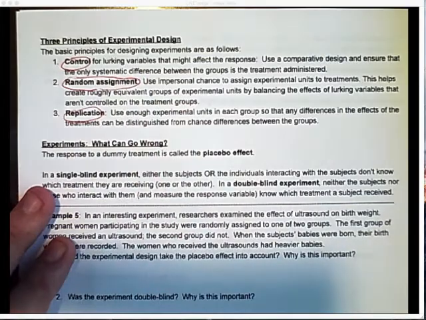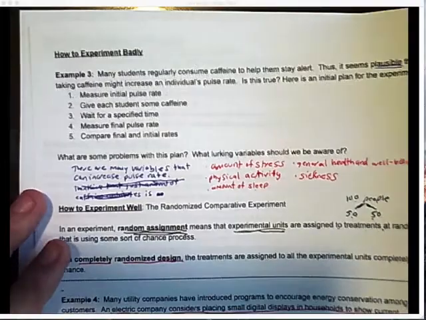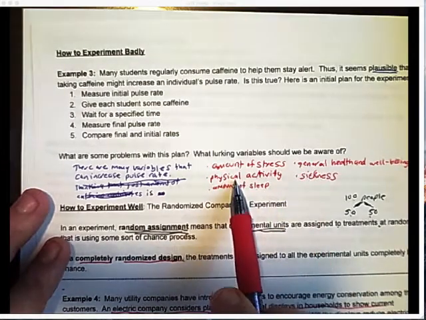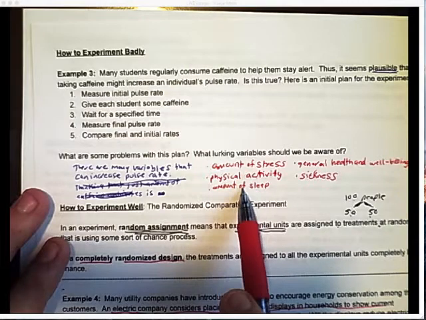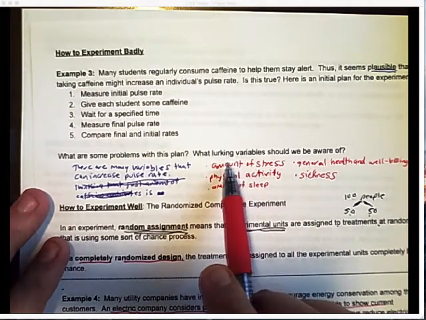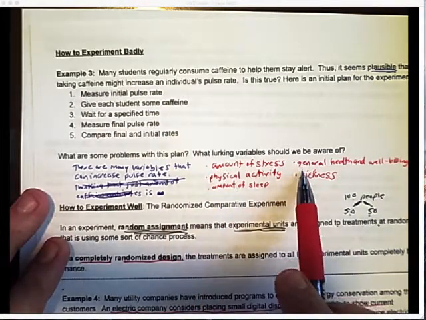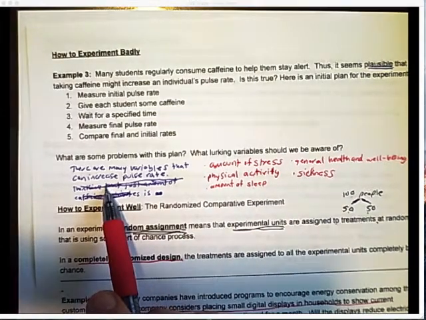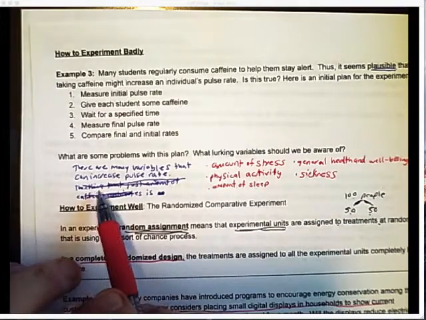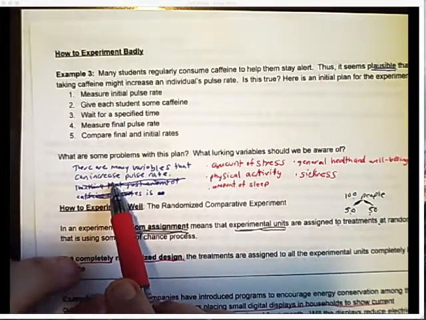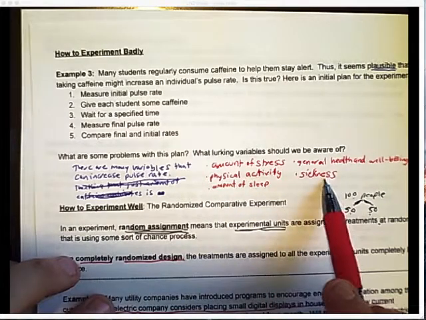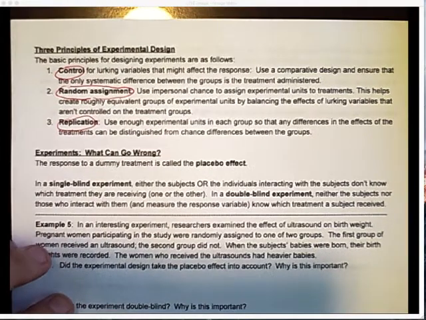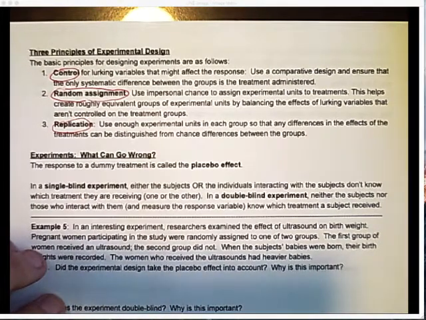So going back to that first example from the previous page, all of these things, these are just 5 things I thought of that can affect pulse rate. We would have to control for these. We would have to make sure everyone participating had about equal amounts of these things. At least that way, we can say with more confidence that caffeine is affecting people if we control for these things. So we have to control for lurking variables. Okay, that's one principle. Okay? And you still might not get all the lurking variables.